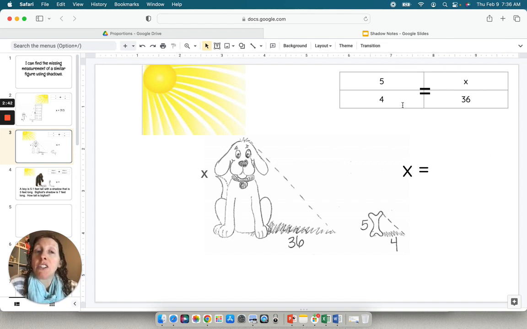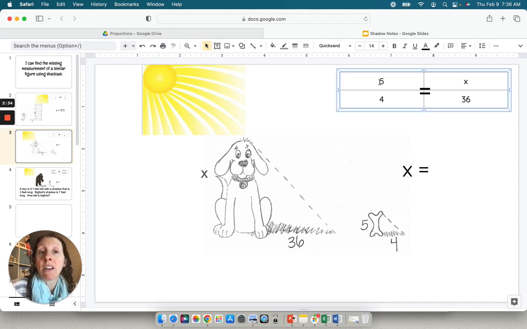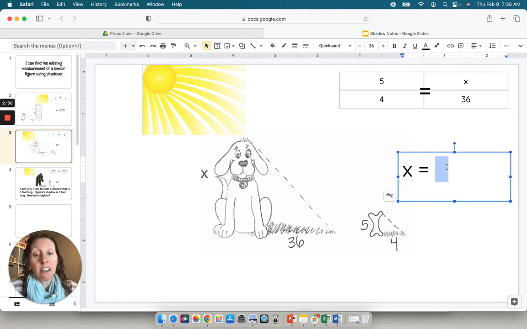For this one, I do notice that I could do 4 times something to get 36. I could times it by 9. So I can also take 5 and times it by 9 to get 45. If I didn't notice that, I could do 5 times 36. So multiply the numbers that are diagonally across and then divide by that other number and you'll still get 45.